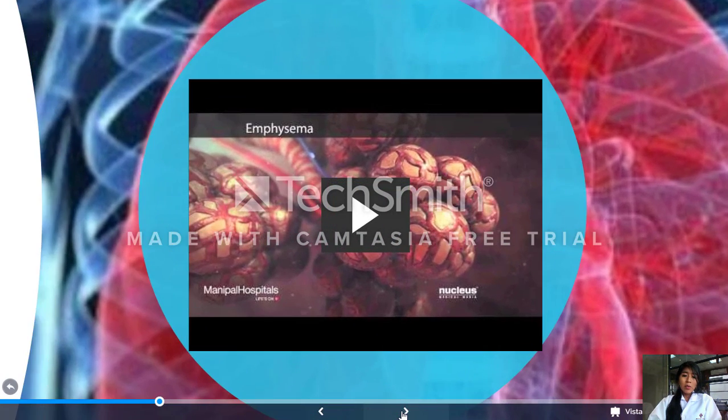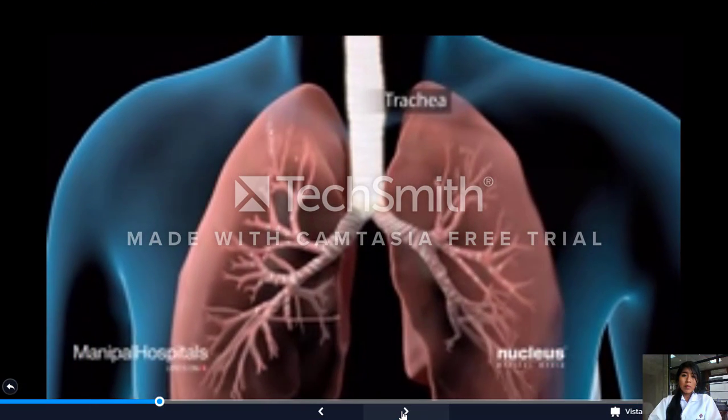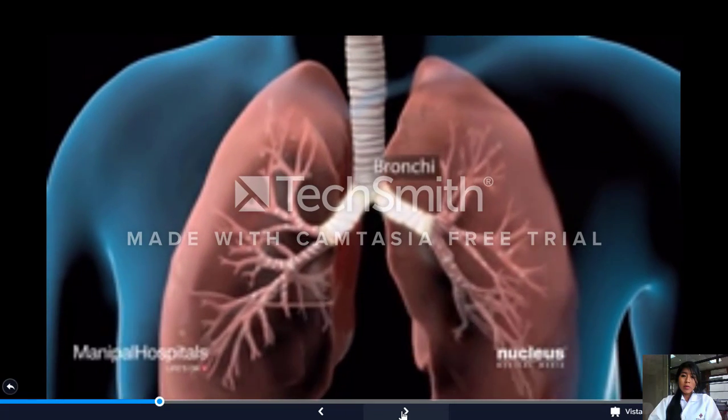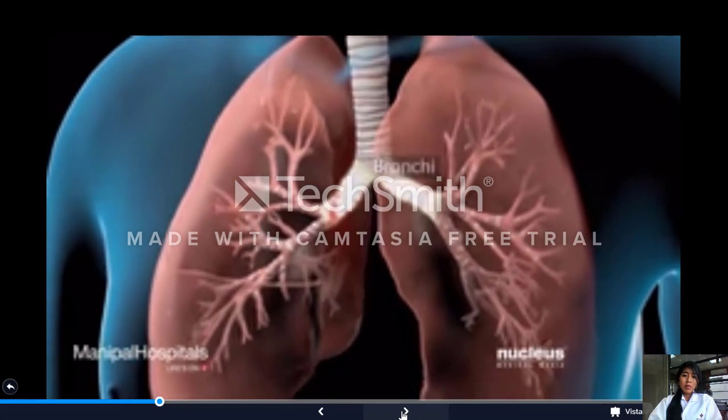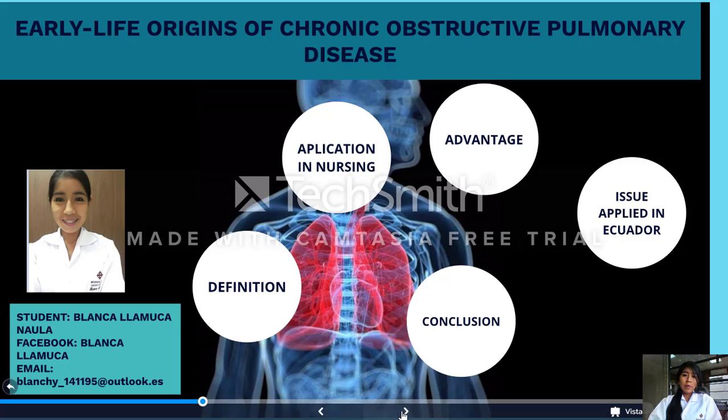The video. Freely through your trachea or windpipe, then through large tubes called bronchi, smaller tubes called bronchioles, and finally into tiny.